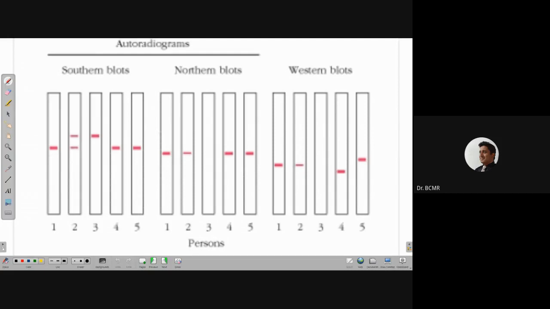How many of you were able to solve it? Sir, I have a doubt regarding the fourth lane. You have a doubt regarding the fourth lane in the western blot? Yes, sir. Okay, that's right. The rest of it is done? Fine, sir.